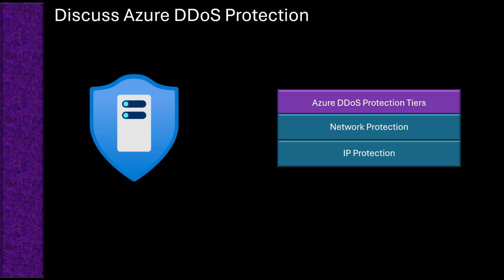Let's understand DDoS protection in this video. A denial of service attack aims to disrupt access to services or systems by overloading resources. If the attack originates from a single source, it's called a DoS attack. When it comes from multiple sources across different networks and systems, it's called a distributed denial of service attack.